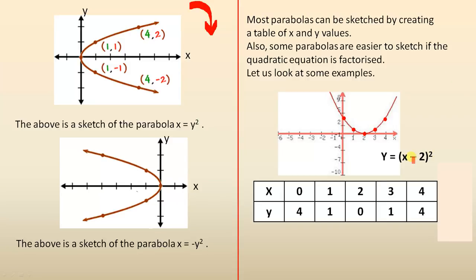Here we have y equals x minus 2 all squared. Now we just choose some x values, 0, 1, 2, 3 and 4. And here are all the y values. So we plot those points, and that is our parabola. We notice that the minimum value here is 0. And that's when x equals 2.